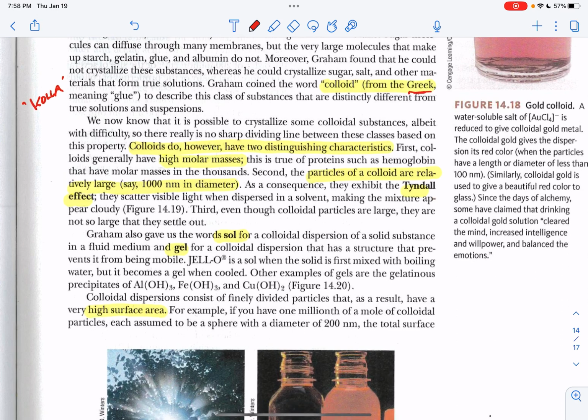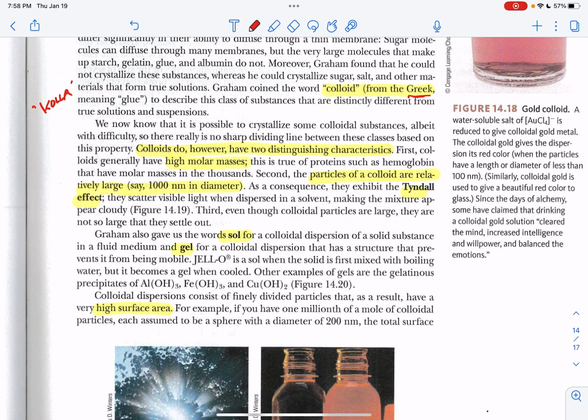Now, some of the properties of colloids. They have two very distinguishing characteristics. They generally have very high molar masses. For example, proteins and hemoglobin would have molar masses in the thousands and tens of thousands. The second characteristic is that these particles are relatively large, about 1,000 nanometers. Suspended particles would be bigger than that. And particles in a true solution would be much, much smaller than 1,000 nanometers.